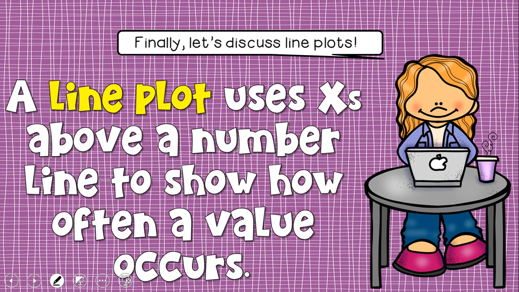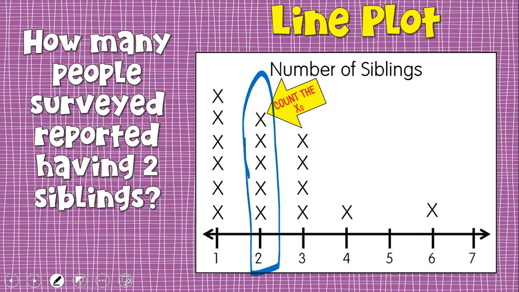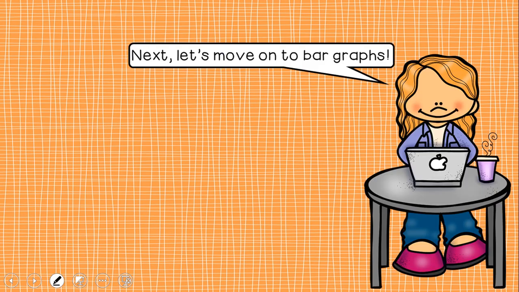We also talked about line plots. And remember, that's when we use an X over a number line to show how many of something there is. So it's a graph, but it's kind of like a list, or it helps visualize it. So again, how many people had 2 siblings? So we look at the number of siblings, which is on this line here, and we see that it is 5 people, okay?